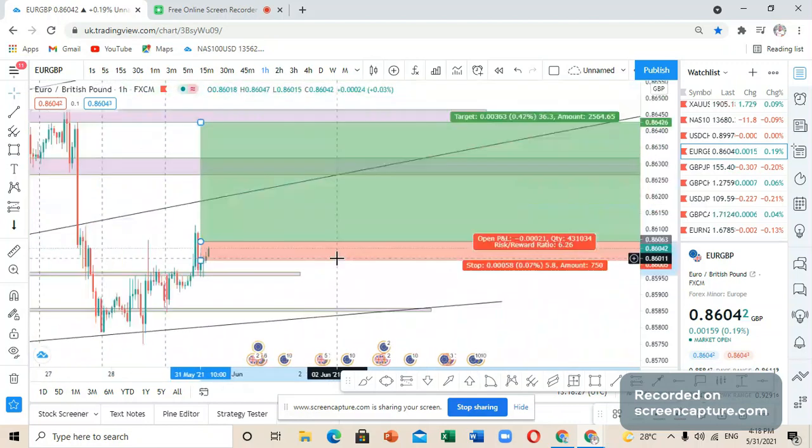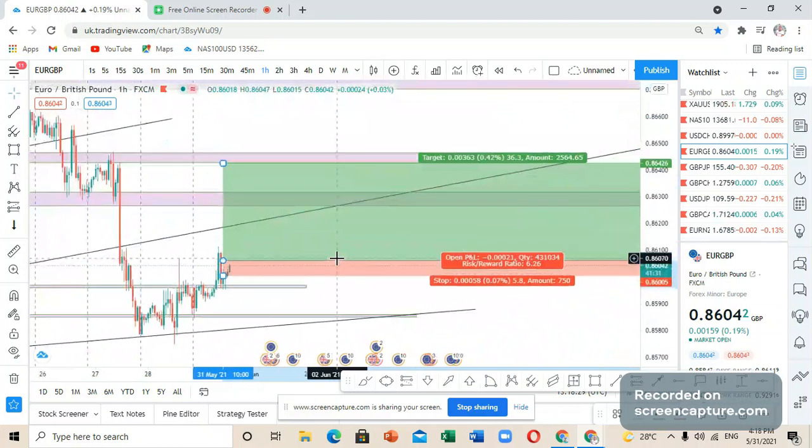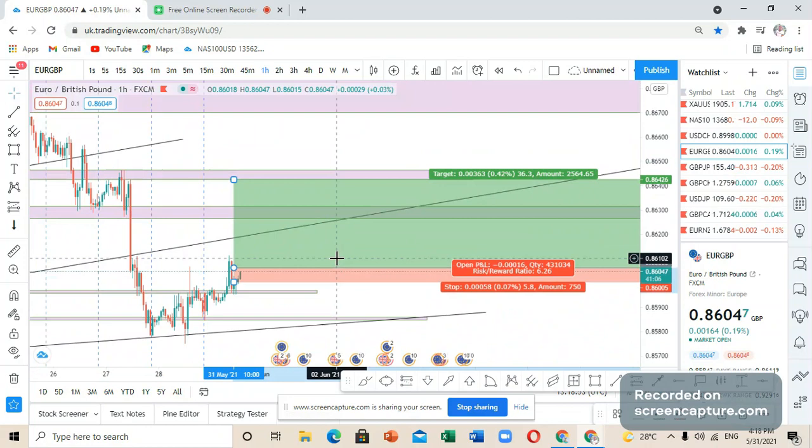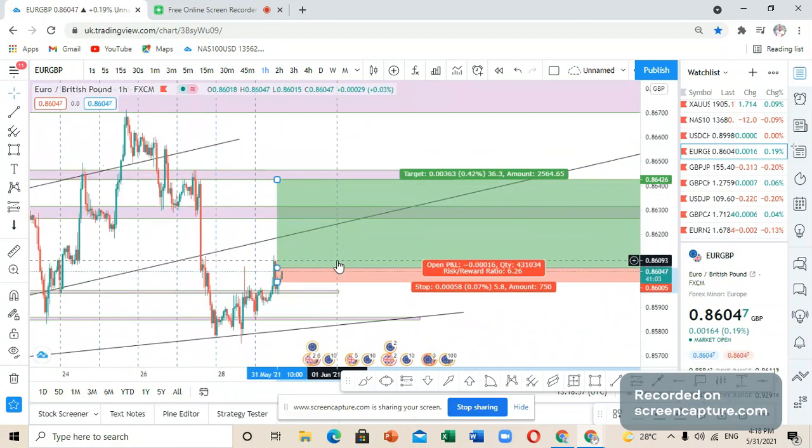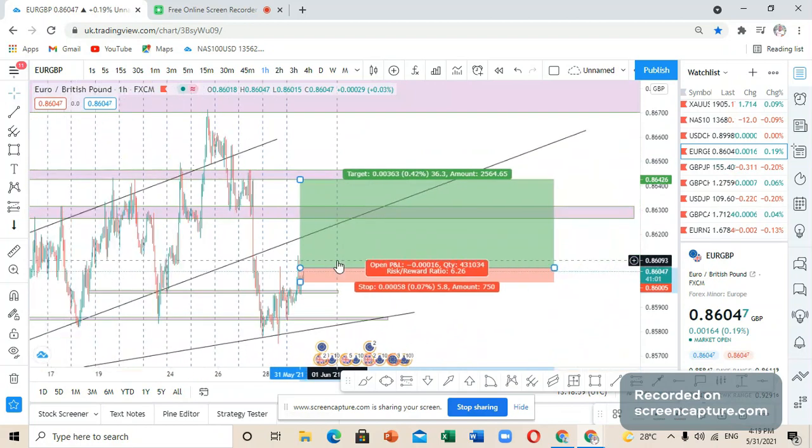Always calculate your risk and reward ratio. So at this point, I'll be risking 58 pips for a total reward of 363 pips. The ratio of risk to reward is about 6.26. Yeah, I think I'm going to place my trade. It is worth the risk.